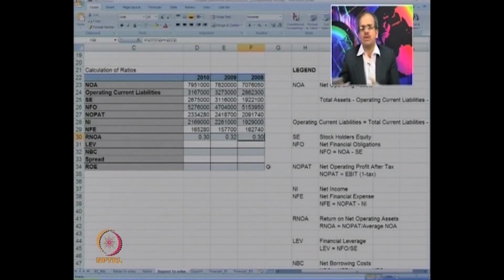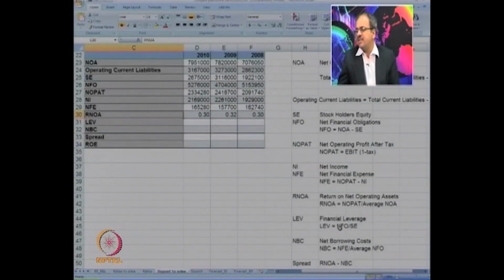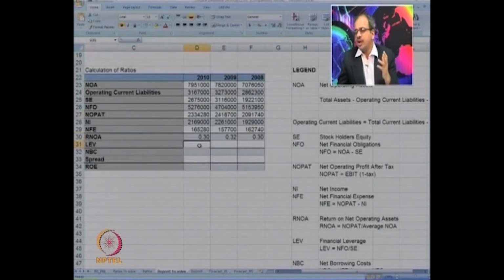But now you can see it's almost a stable figure. It's around 0.30, which is a good return on the assets which are used. Now let us try to look at leverage. For leverage, we try to relate NFO upon SE. So NFO is like an outsider's liability which we divide by the shareholders' funds. So NFO divided by SE.